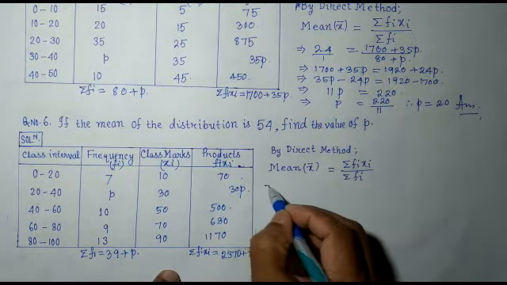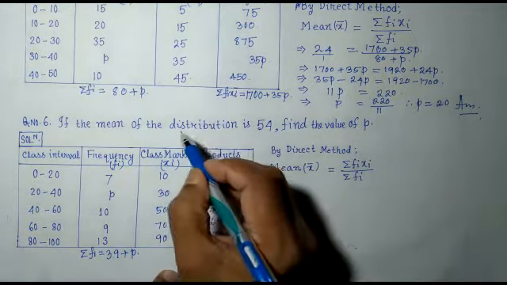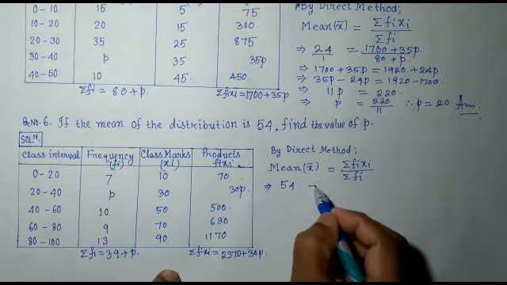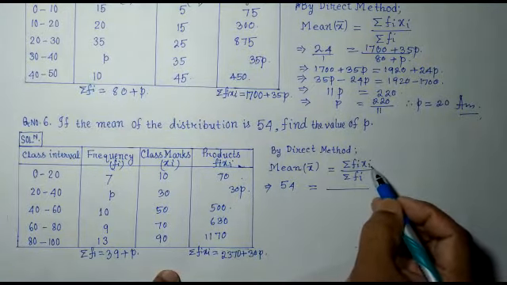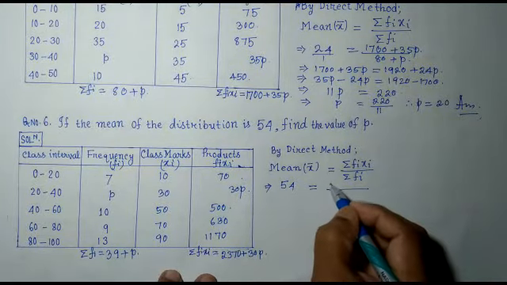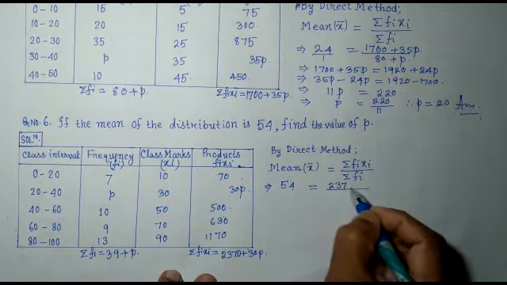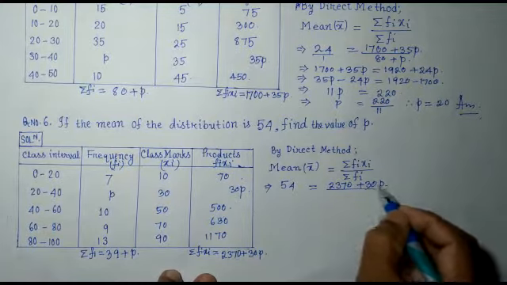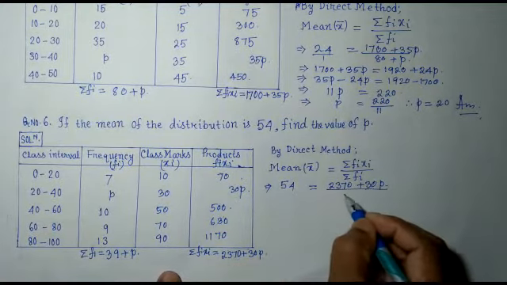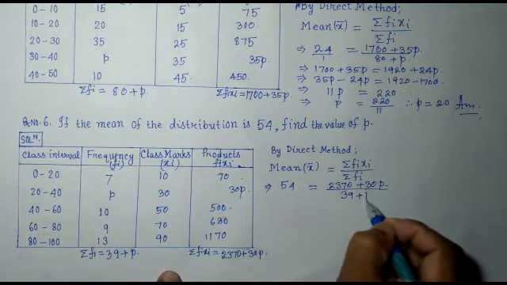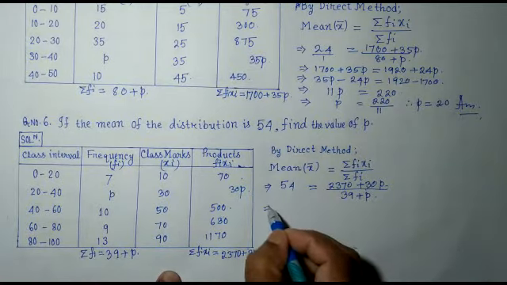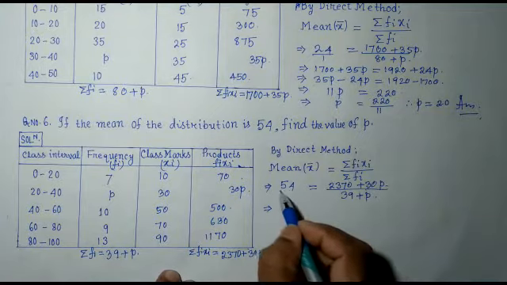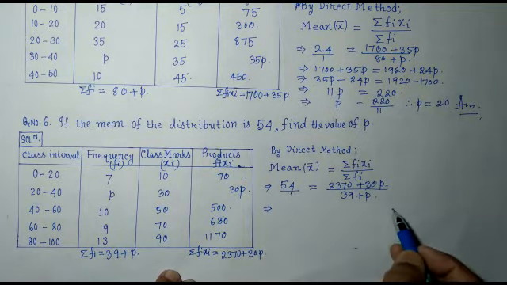See here, the value of mean is given in the question. This is 54. So we write for mean, 54 is equal to, the sigma fi xi value here is 2370 plus 30p, and then sigma fi value is here 39 plus p. And now to find the value of p from here, we will do the cross multiplication. Here is 1, suppose we multiply this side first.